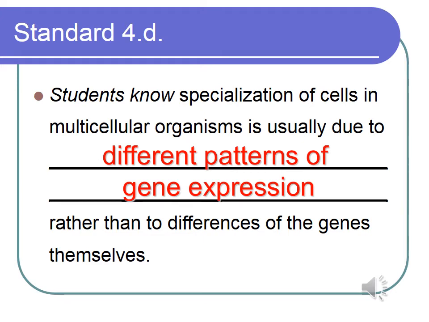So this unit will be covering this standard. The standard for this unit, please write it down. Students know specialization of cells in multicellular organisms is usually due to different patterns of gene expression rather than to differences of the genes themselves. And that is what you need to understand in this unit, that the reason why liver cells or skin cells or nerve cells or brain cells look different and do different things is not because of their different DNA. It's because they choose to express or produce proteins that are different.